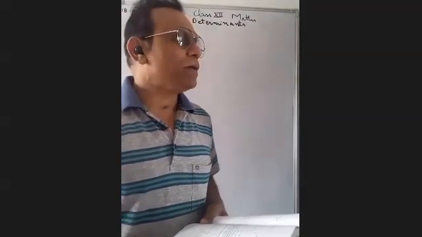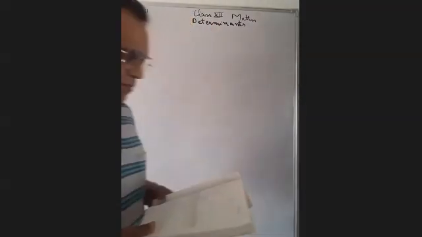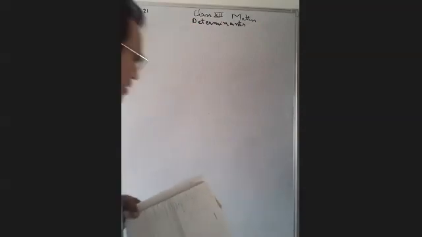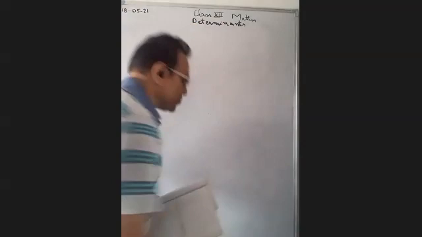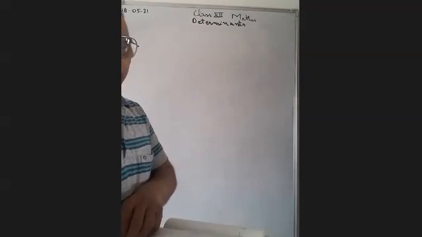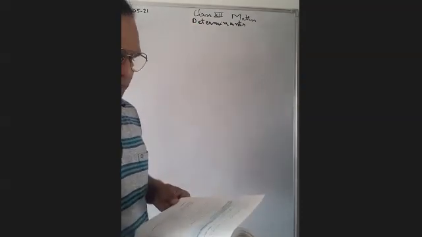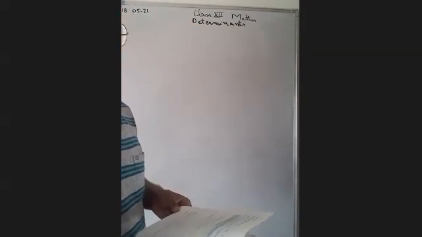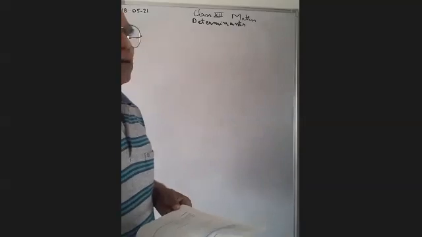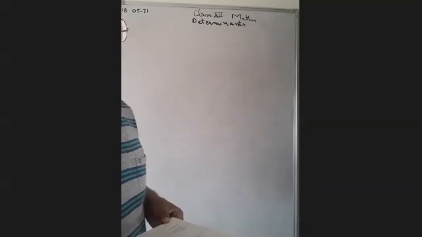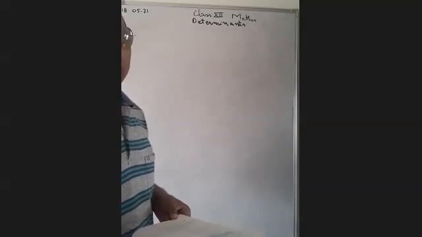Beta, yesterday we completed the properties. Let me revise them. The first property was that the value of the determinant remains unchanged if its rows and columns are interchanged. The second property was that if any two rows of a determinant are interchanged, then the sign of the determinant changes. If we interchange any two rows or any two columns, then the value of the determinant changes with sign.